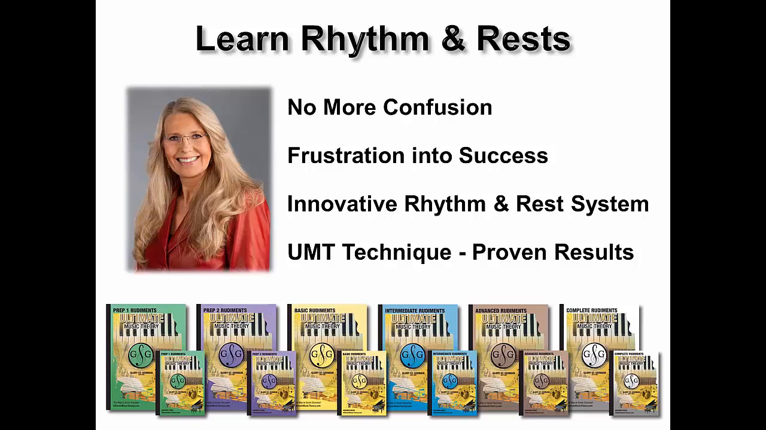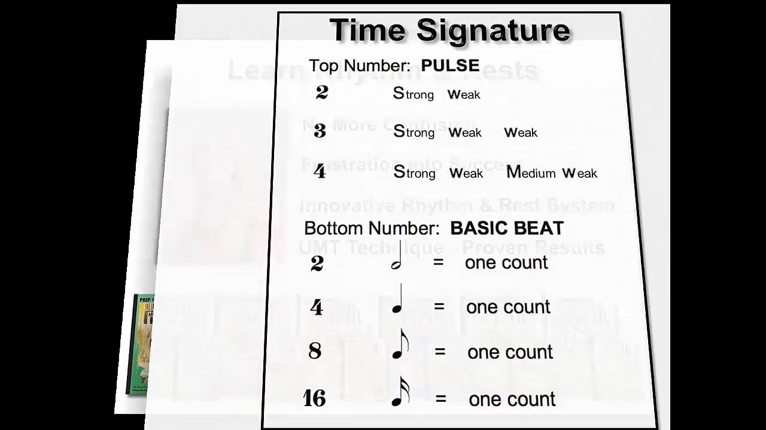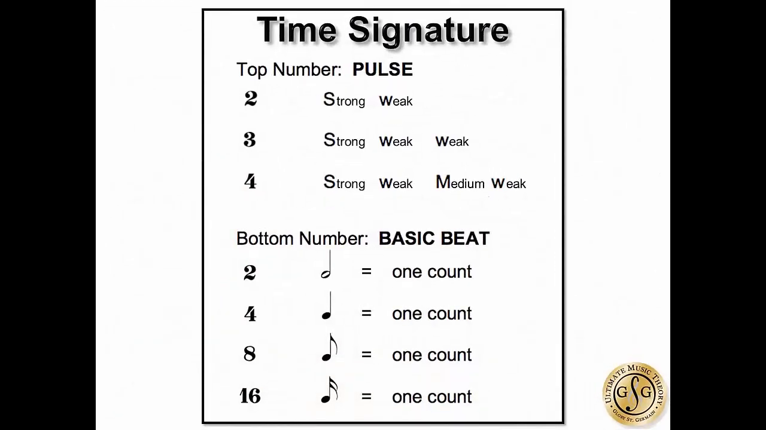In this 7-minute video, you will learn a new innovative rhythm and rest system. In simple time, the top number is 2, 3, or 4 and indicates how many beats or pulses per measure. The pulse is where the rhythmic emphasis falls in a measure.